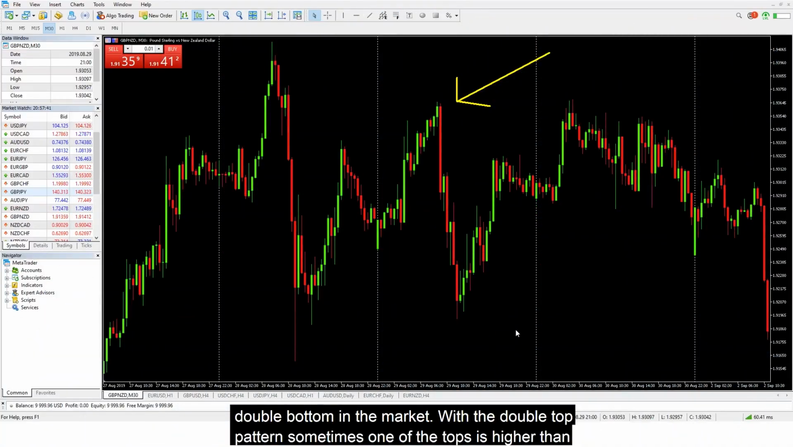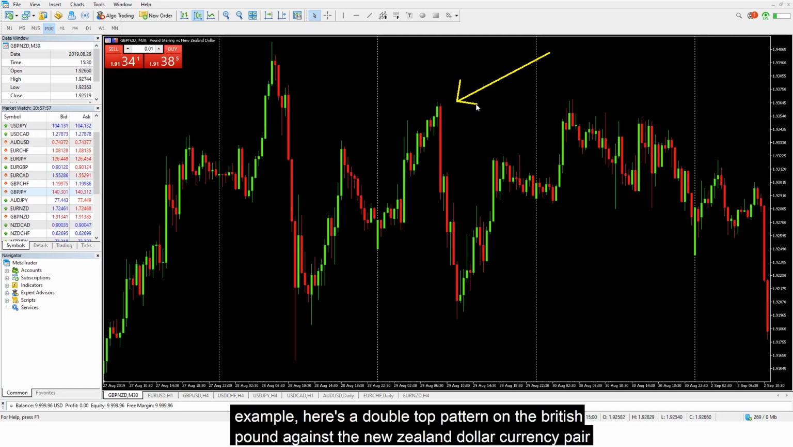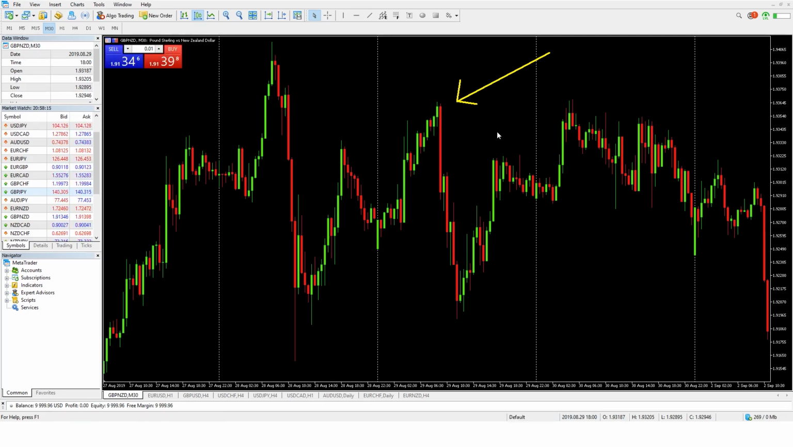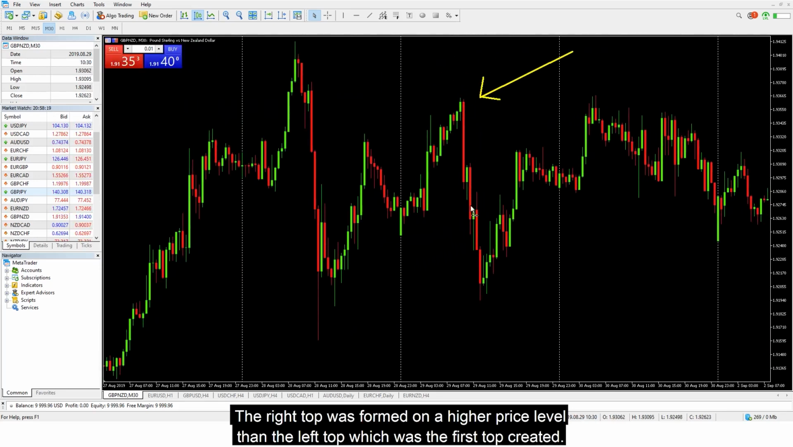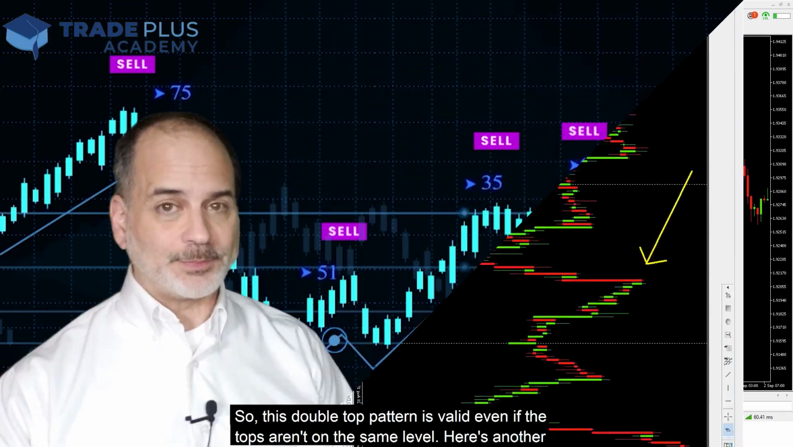With the double top pattern, sometimes one of the tops is higher than the other. So identifying double top patterns with one of the tops higher is really important. For example, here's a double top pattern on the British pound against the New Zealand dollar currency pair in a 30-minute time frame. Two tops are created and the neckline really isn't very far from the tops. The right top was formed on a higher price level than the left top, which was the first top created. So this double top pattern is valid even if the tops aren't on the same level.